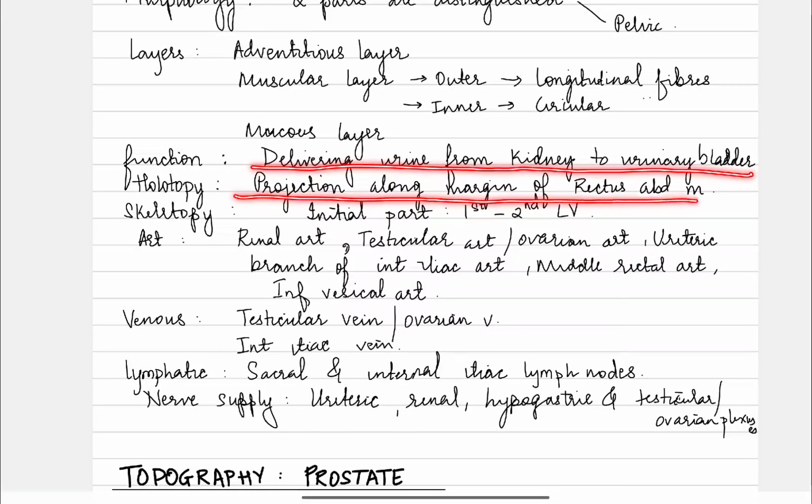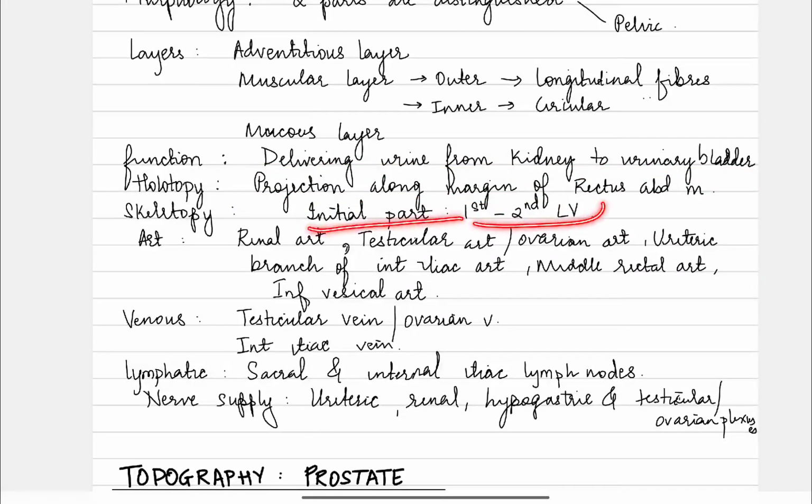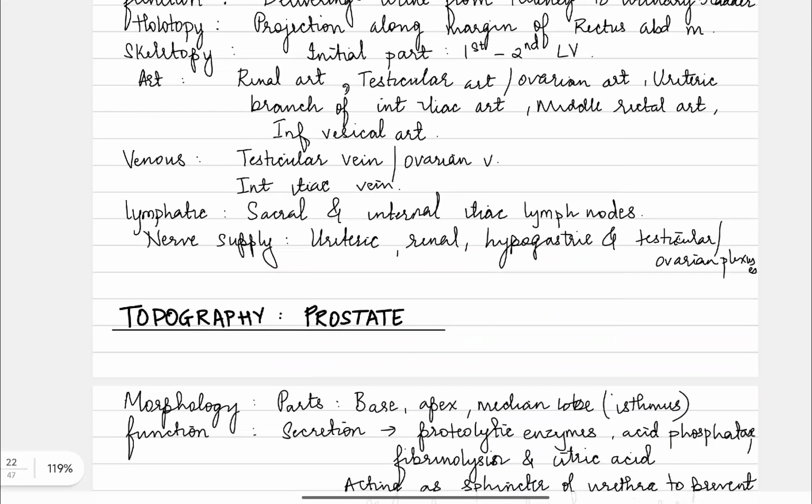Holotopy is projection along the margin of the rectus abdominis muscle. Skeletopy is initial part, first and second lumbar vertebrae. Artery, renal artery, testicular artery, ovarian artery, ureteric branch of internal iliac artery, middle rectal artery, inferior vesical artery. Venous is testicular vein or ovarian vein, and internal iliac vein. Lymphatic is sacral and internal iliac lymph node. Nerve supplies ureteric, renal, hypogastric and testicular ovarian plexus.